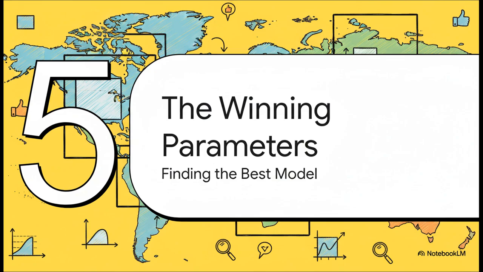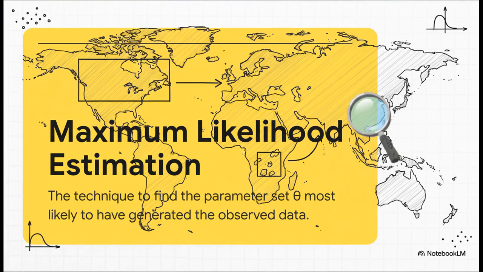Okay, so we've got our family of models, and we have a way to score them. We're ready. Now we can put it all together to find the single best one. The technique we use is called maximum likelihood estimation, or MLE for short, and the name really says it all. It is the process of estimating which parameters are the best by finding the set that maximizes our likelihood score. We are searching for the one best box out of all the possibilities.